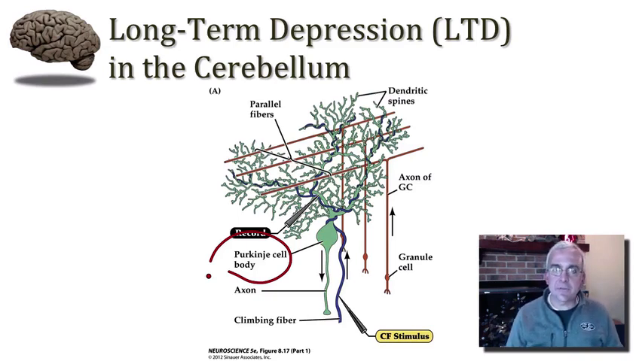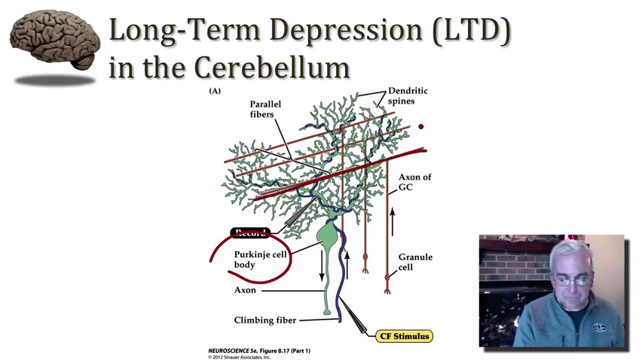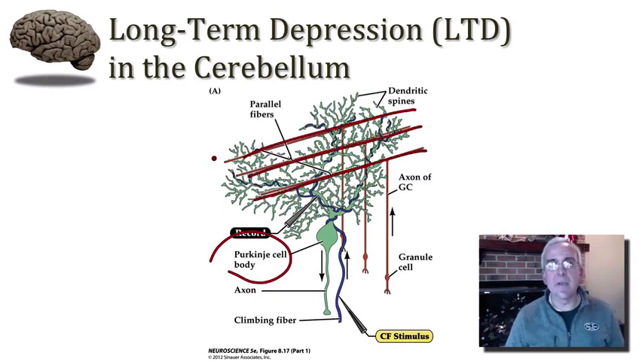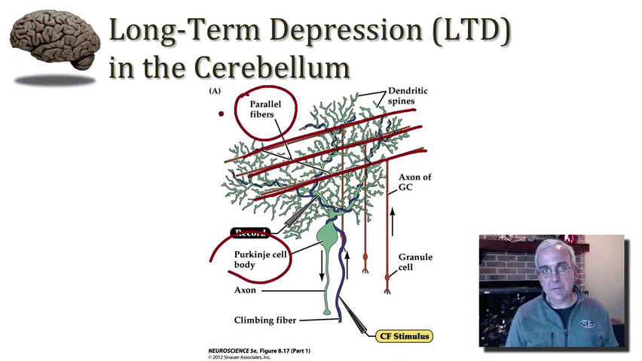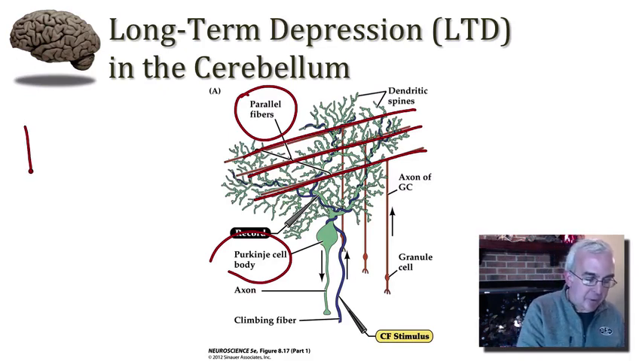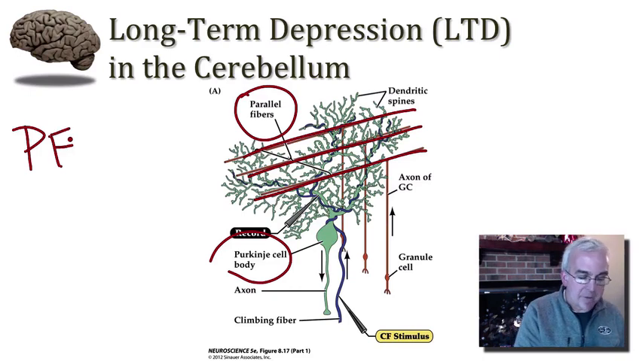And the geometry of this dendrite allows it to receive perhaps as many as 100,000 or more inputs from tiny axons that run through this dendrite. So these axons are called parallel fibers, and as they pass through the dendrites of the Purkinje cells, they make synaptic connections. So the principal synapse in question when we consider long-term depression is the synaptic connection between the parallel fiber and the Purkinje cell.